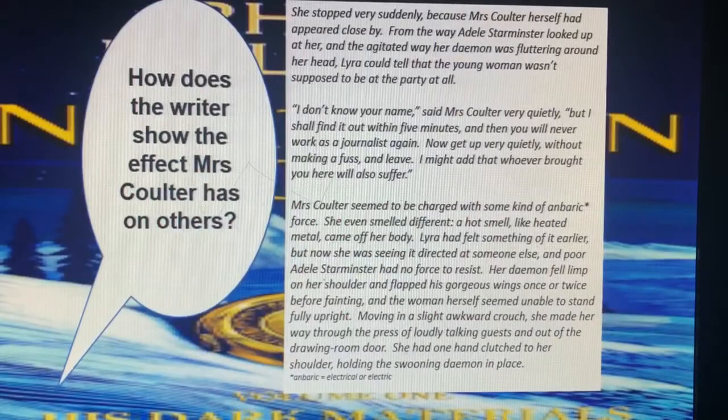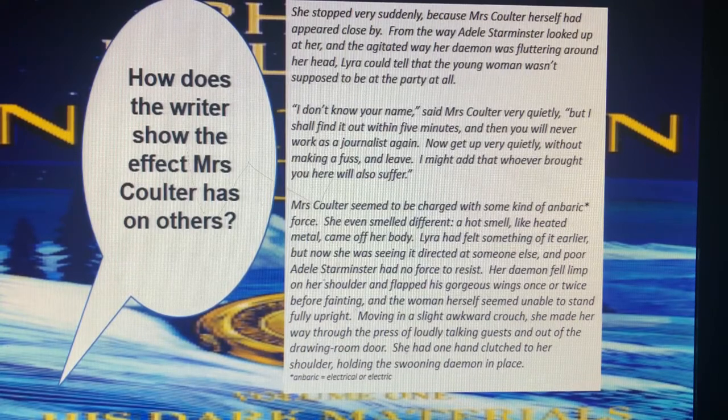Here's an example then, taken from, I think this is Amber Spyglass maybe? Northern Lights. And the question is asking, how does the writer show the effect Miss Coulter has on others? "She stopped very suddenly because Miss Coulter herself had appeared close by." You can see the main character is obviously quite scared or shaken by Miss Coulter, based on the "stopped very suddenly". "From the way Adele Starmonster looked up at her and the agitated way her demon was fluttering around her head, Lyra could tell that the young woman wasn't supposed to be at the party at all."